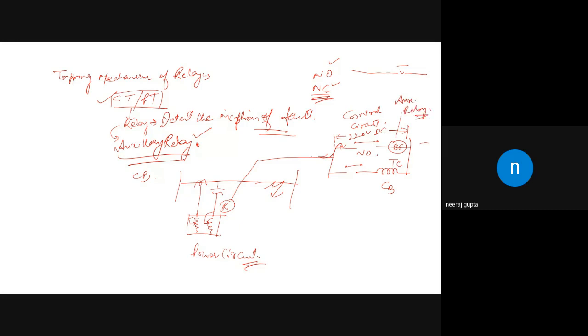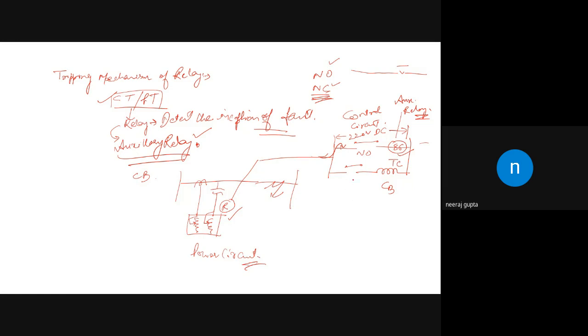This is the auxiliary relay. Whenever a fault occurs in the system, the relay gives the information to the control circuit, and as a result the normally open contact becomes closed, and the relay number 86 gets actuated. It is an auxiliary relay.